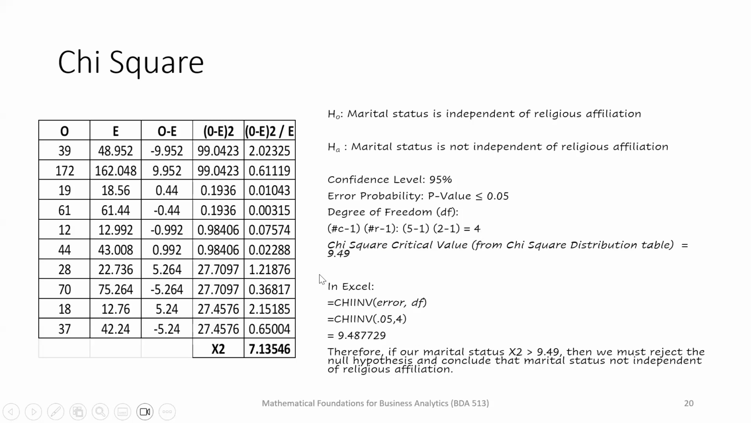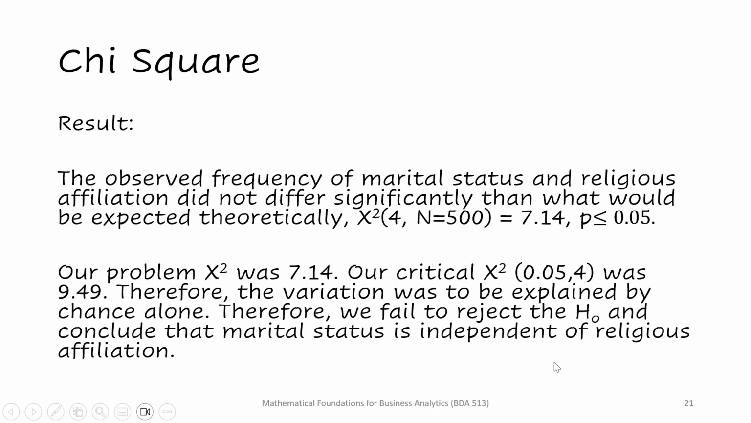So what do we say? If our calculated chi-square is more than the critical value, then we must reject the null hypothesis and conclude that marital status is not independent. So what do we conclude? The observed frequency of marital status and religious affiliation did not differ significantly than what would be expected.